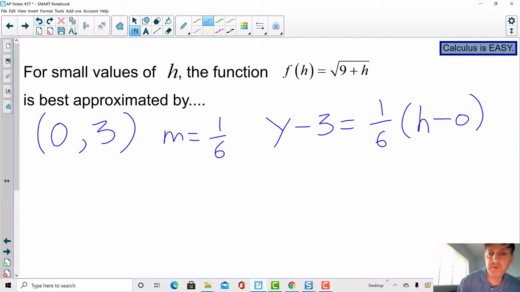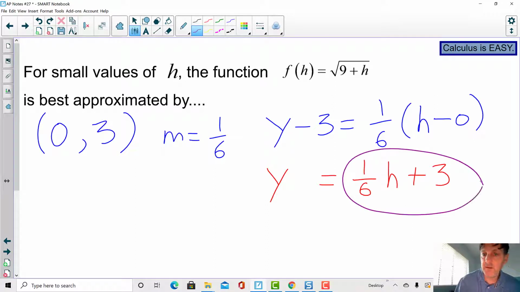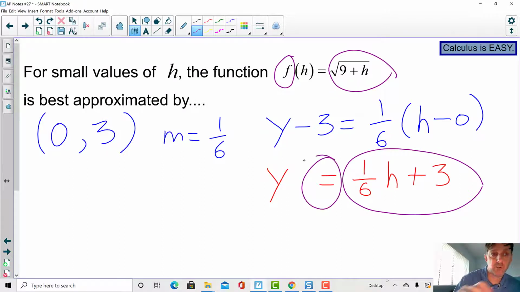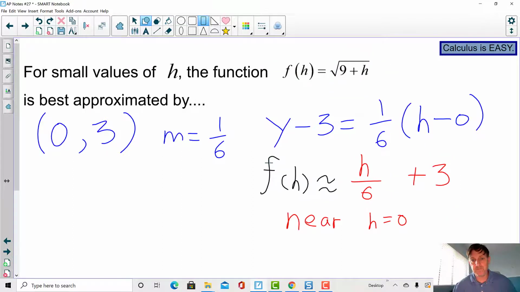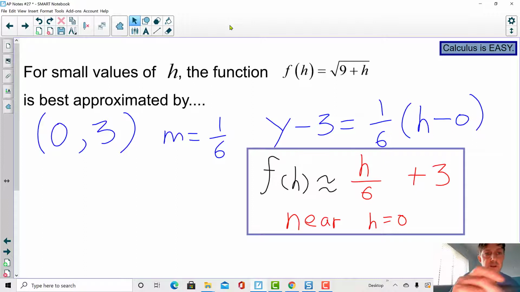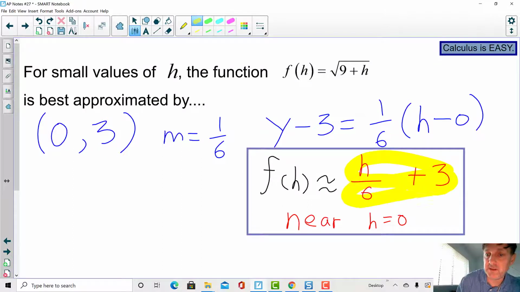We're going to add 3 to both sides. And again, because this line is approximating this curve, we're going to use the same name as the curve, and then we're going to put approximately equal to. And that's it. That's the equation of our tangent line. And again, we're saying that the answer that we get by plugging into the equation of this tangent line is very similar to the answer that we get when we plug into the real curve, as long as we're near 0.